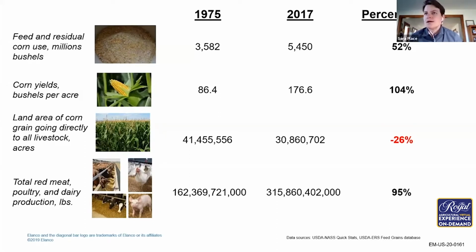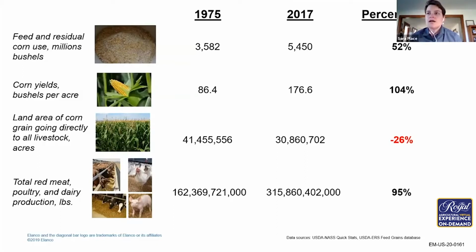That's actually shrunk, right? Which is interesting. Again, even though we're using more corn, because the yields per acre have increased so much, the total land area has gone down, okay? So this is an example, what we could say, of decoupling total production from the resource inputs that are required. And we see that down in the last row, right?